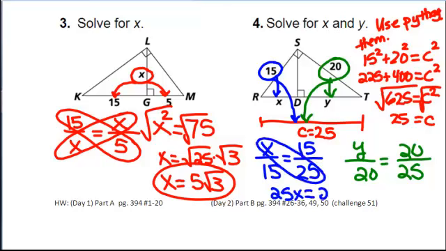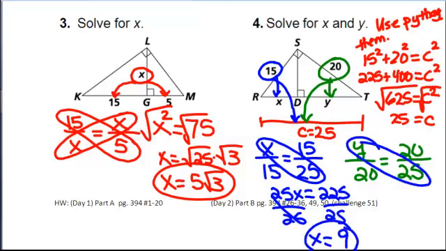25x equals 225. x equals 225 divided by 25, which is 9. And for my y, 25y is equal to 400. y is equal to 400 divided by 25, which is 16.